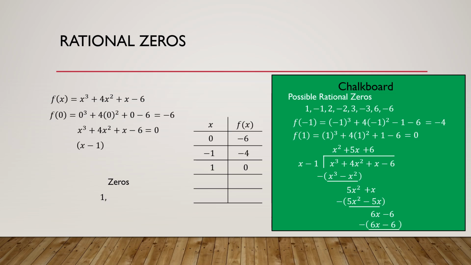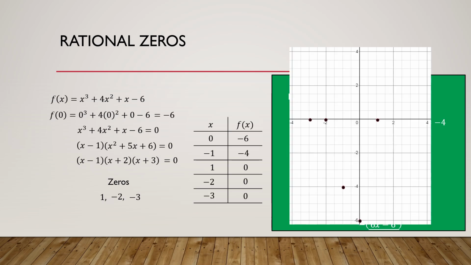Therefore, the original function may be factored into x minus 1 times the quantity x squared plus 5x plus 6. X squared plus 5x plus 6 factors into x plus 2 times x plus 3. This gives us the two other zeros, negative 2 and negative 3, and the points negative 2, 0 and negative 3, 0. We can now plot the known points.